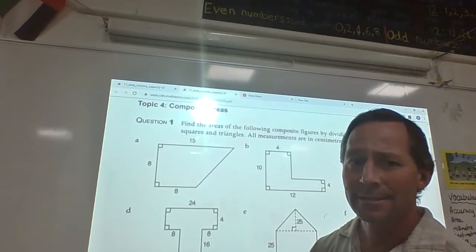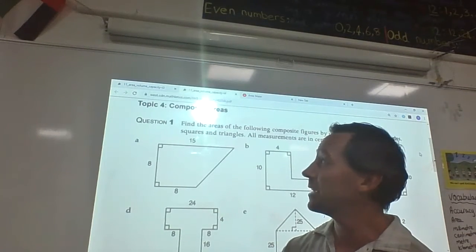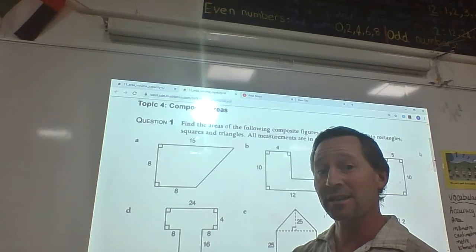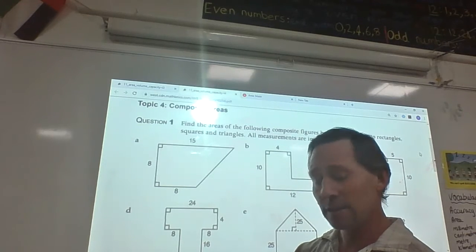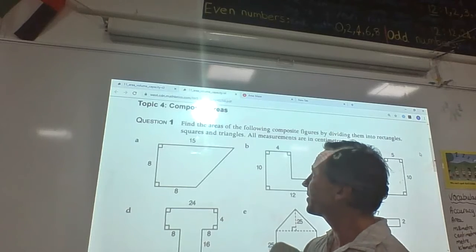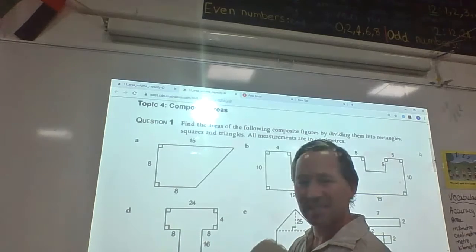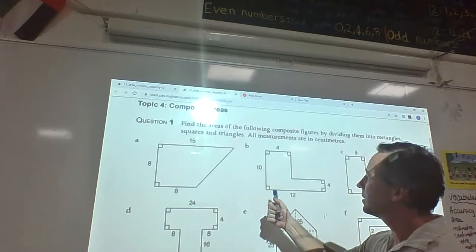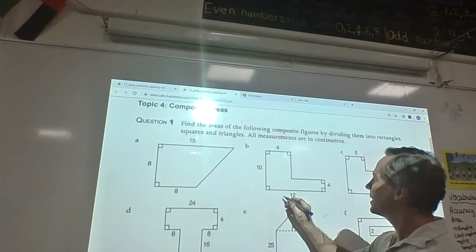This will be our last video that we'll put together for composite shapes. This will be just a short one, just to show you a couple of ways you can do this. So the first one over here, it's an unusual shape. Tell you what, we'll come back to that one. Let's go to this one first. This one here says 12.